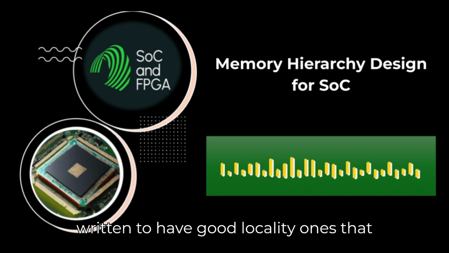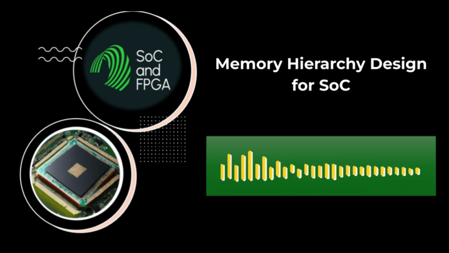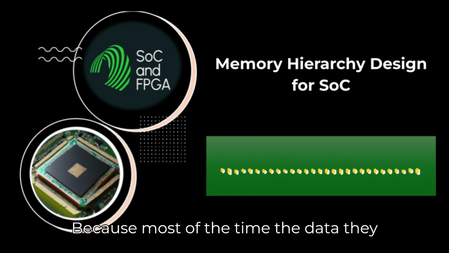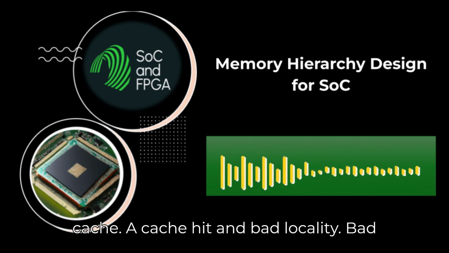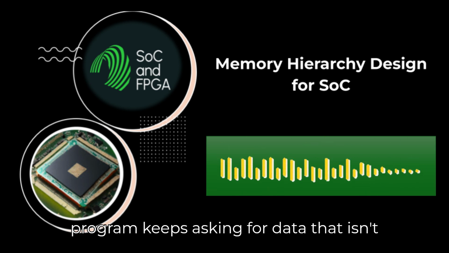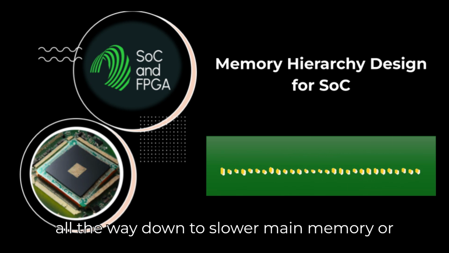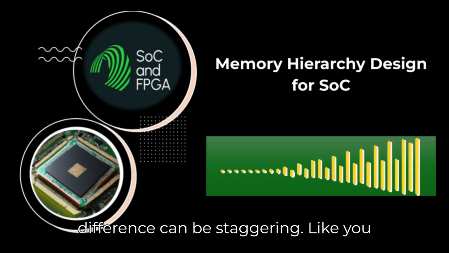Programs written to have good locality, ones that access data predictably and reuse data often, run significantly faster. Why? Because most of the time, the data they need is already waiting in the fast cache, a cache hit. And bad locality means lots of cache misses. The program keeps asking for data that isn't in the cache, forcing the system to go all the way down to slower main memory or even secondary storage.